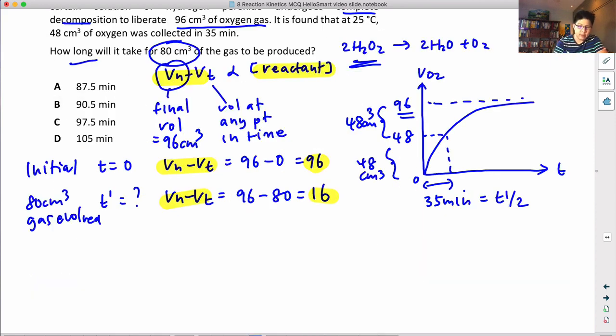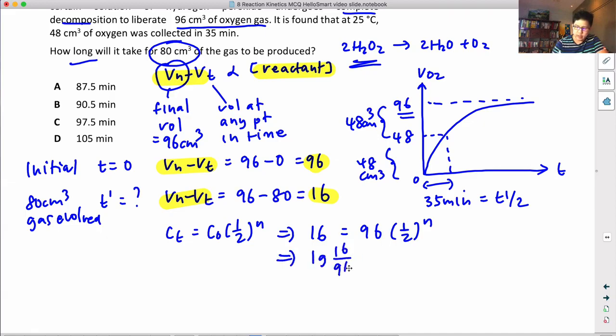So we're going to use the formula Ct equals C naught times half to the power n. If that is the case, Ct is 16, the amount of gas left, and initially it is 96, half to the power n. Then you take log on both sides. Log 16 over 96 equals n log half. So you work it out. In fact, n will turn out to have a value of 2.58. This is the number of half-lives, and each half-life, you know, is 35 minutes.